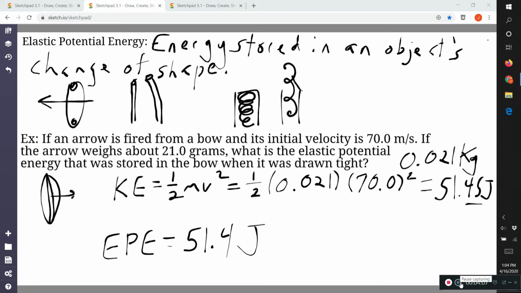So again, that's not perfect, but that could be a good estimate about how much elastic potential energy was stored.